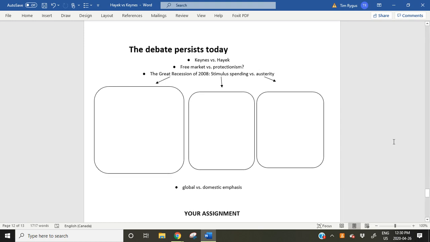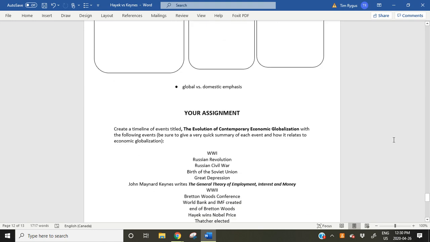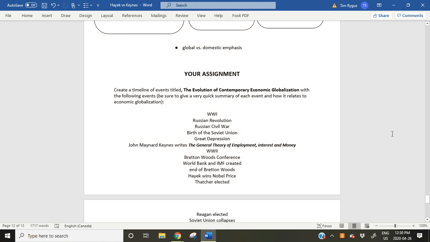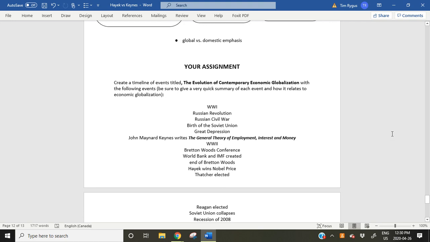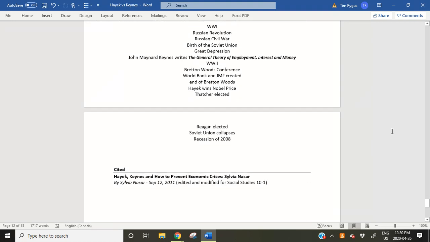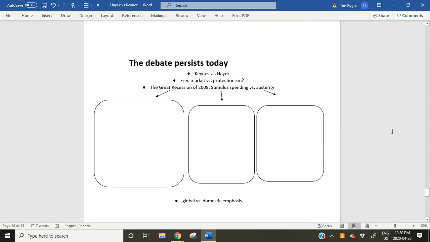Anyway, this is just a quick optional thing for you to do here: create a timeline of these events with a quick summary. But these are some of those foundations of current economic policies and economic globalization.